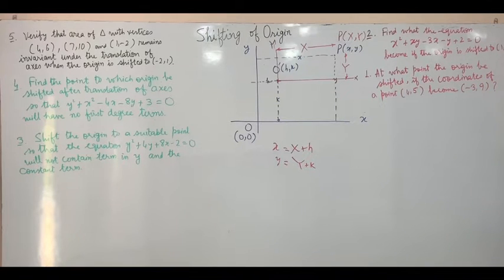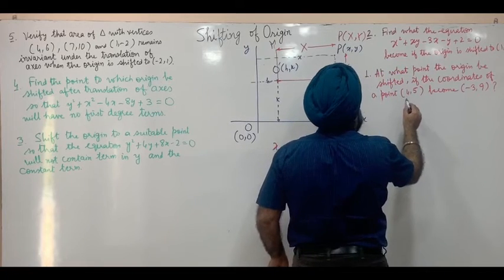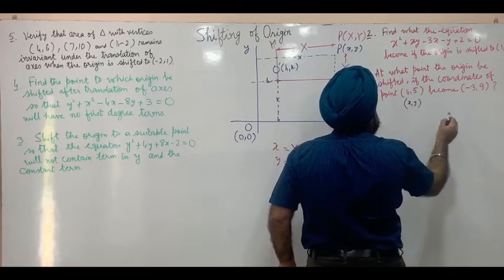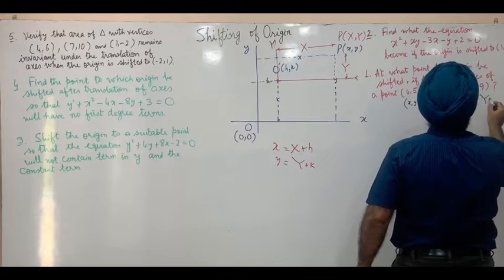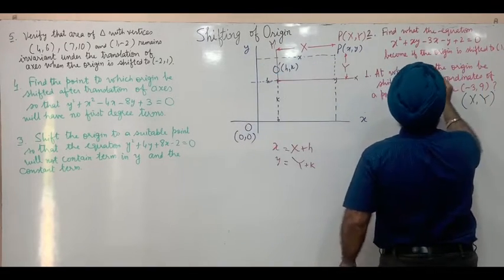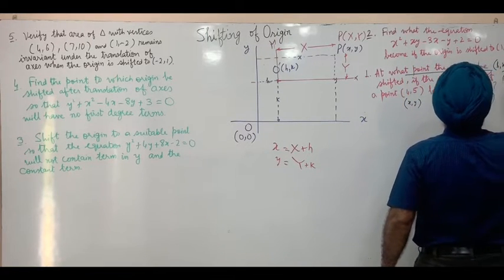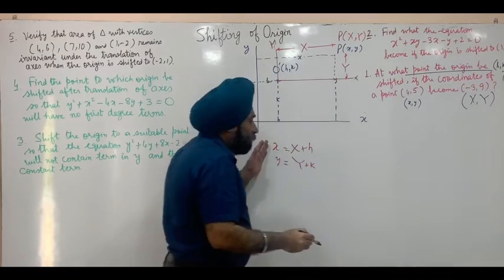In the first one, we have to find at what point the origin will be shifted if the coordinates of the point (4, 5) become (-3, 9). So (4, 5) is the old set of coordinates, and this is the new set of coordinates, capital X, capital Y. At what point will the origin be shifted? That means we have to find h, k. So we use this relation.